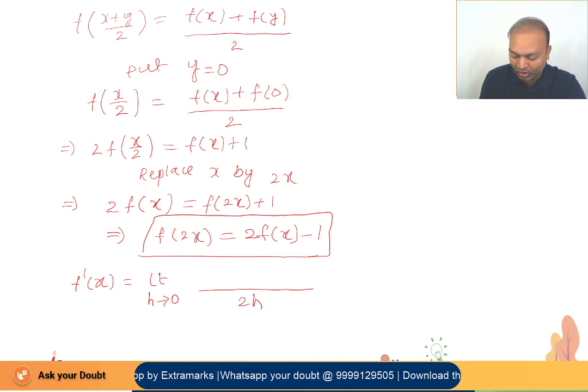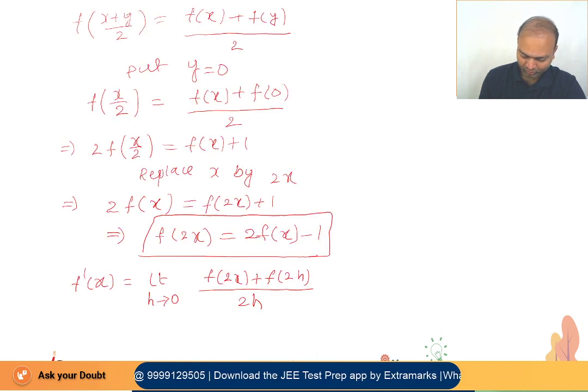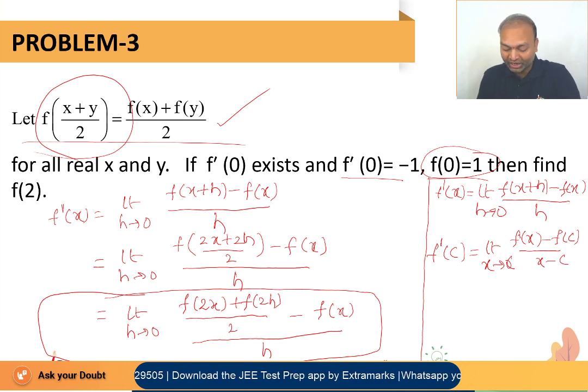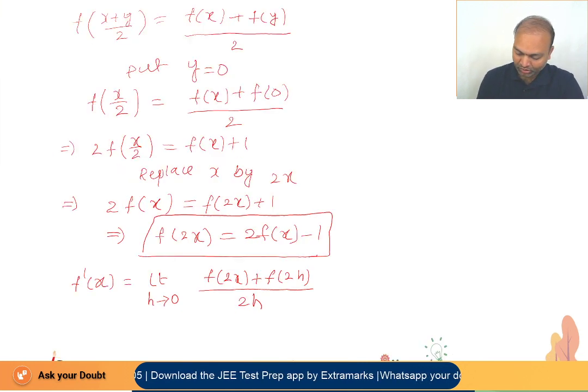The numerator value will be what? f of 2x plus f of 2h, and next 2 times this, minus 2 f of x.